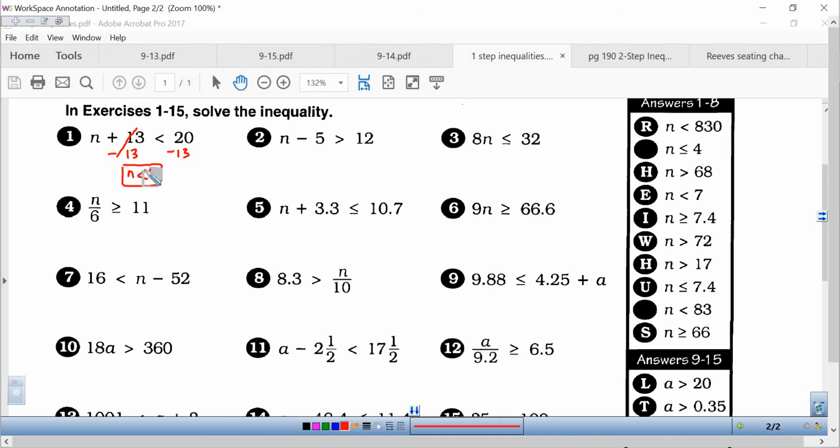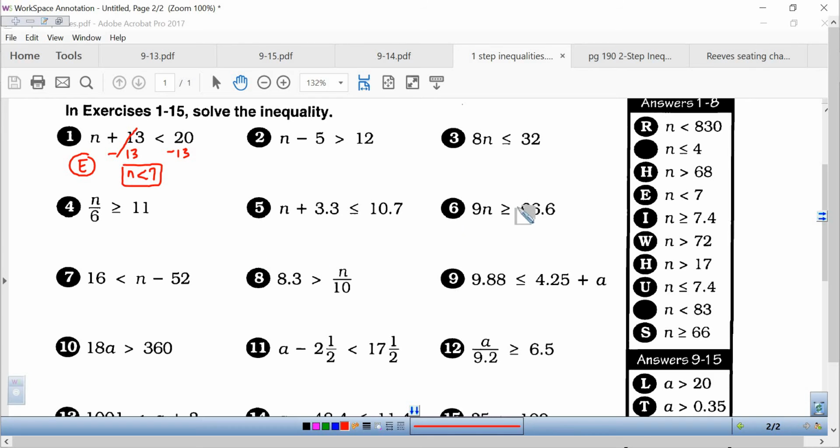And since we did not multiply or divide by a negative number, we do not have to reverse the inequality sign. Now you will be asked to do some matching on this assignment. So you go over here. These are the answers for 1 through 8. We just did number 1. I'm looking for this answer, and there it is, E. So the answer to this first one would be E if you were filling out the Google form.